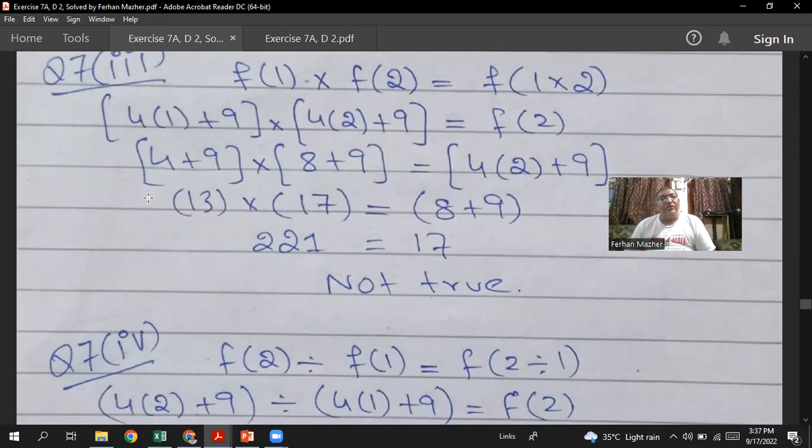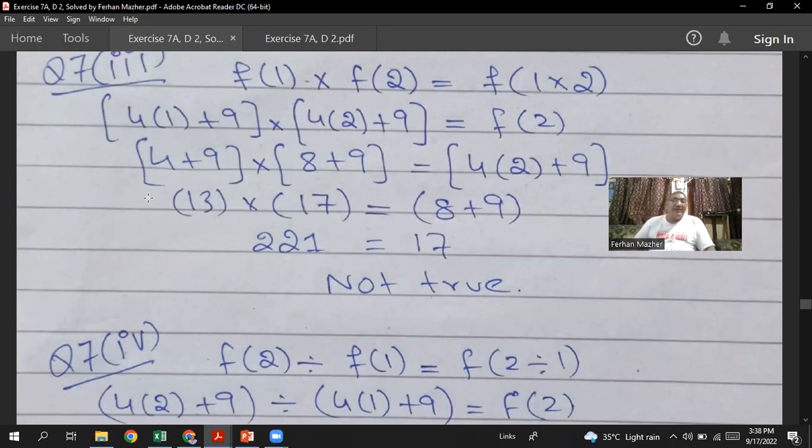So 4 into 1 plus 9, multiply, bracket start, 4 into 2 plus 9, bracket close, is equal to f of 2. So it will be 4 plus 9 in the square bracket, multiplied with, in the square bracket, 8 plus 9, equal to square bracket 4 into 2 plus 9 square bracket close. So you will have 4 plus 9 is 13, and 8 plus 9 is 17. So 13 multiplied by 17 will be 221.